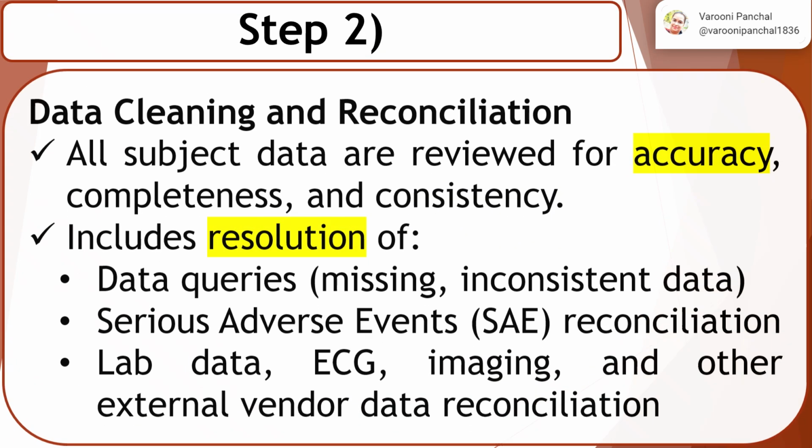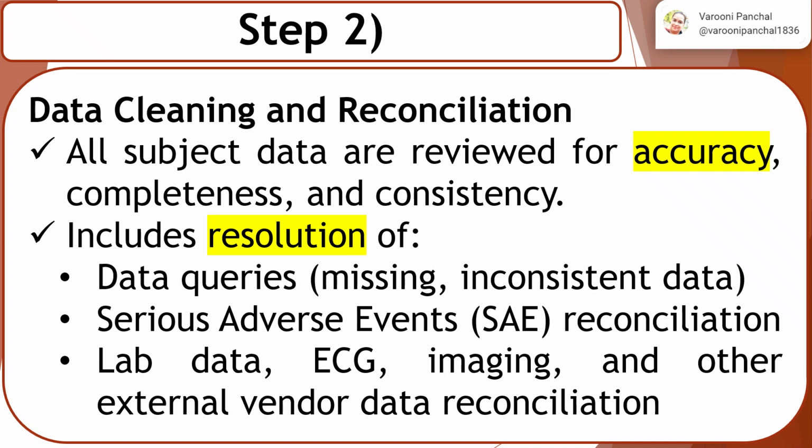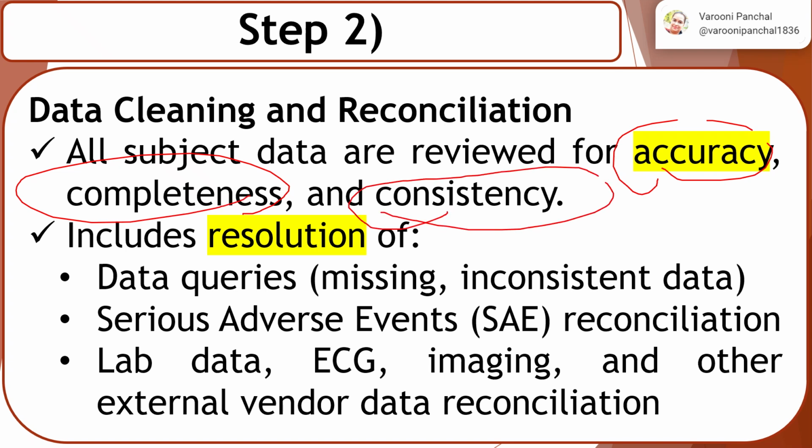Step 2. Data cleaning and reconciliation. All subject data are reviewed for accuracy, completeness and consistency. Includes resolution of data queries, serious adverse events, lab data, ECG, imaging and other external vendor data reconciliation. Now the next step is to clean the final data once the last subject and last visit has been entered in the clinical database. Now all the subjects' data has to be accurate, it has to be complete and there has to be consistency in the data.